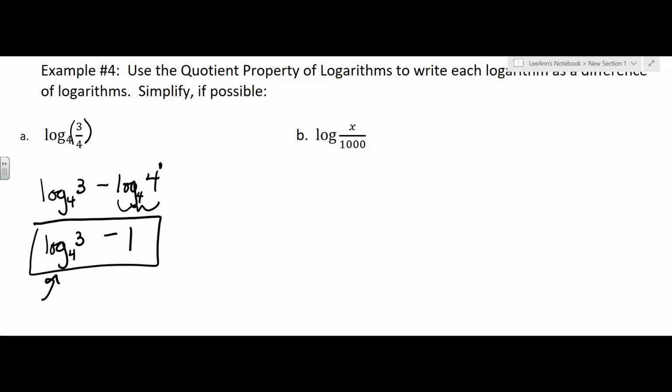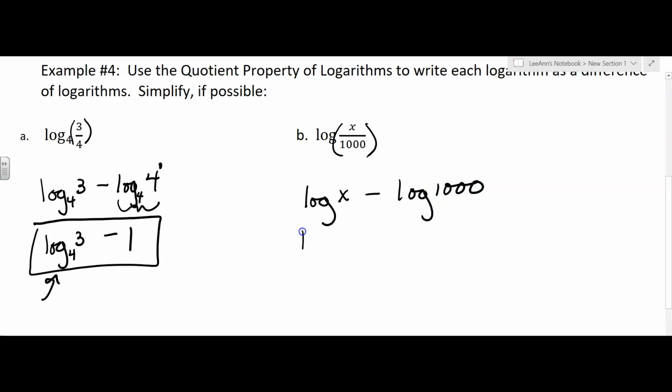Okay, now part B. Log of x over 1,000. Well, it doesn't have a base this time. Well, it does, but it's not written because it's a common log, so it means base 10. So you've got to remember that. So we're going to use the quotient property to say log of x minus log of 1,000.